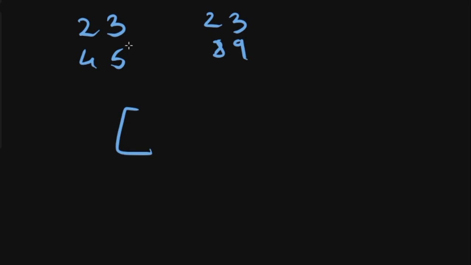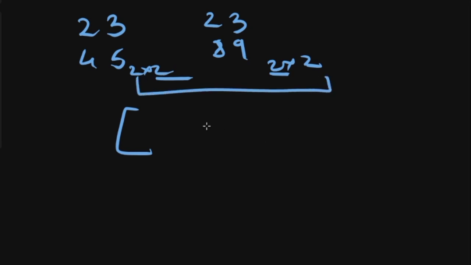So let me just take 2 3 4 5 and 2 3 8 9. So basically this is 2 cross 2 and this is 2 cross 2. Okay, this same we can multiply, it is possible, and our answer value would be 2 cross 2. So let's just make this a little bigger. So yeah, this is our value.